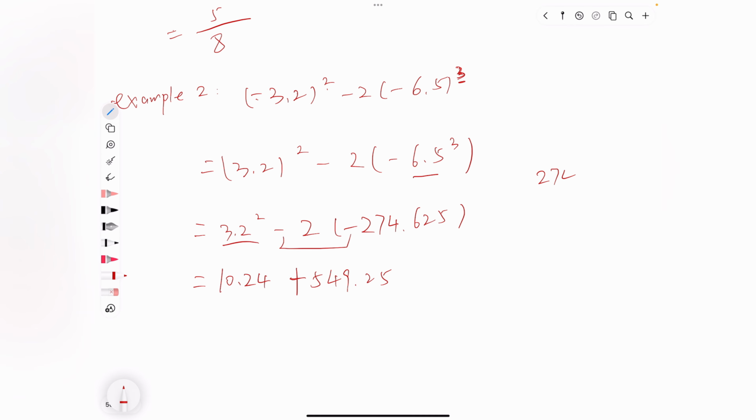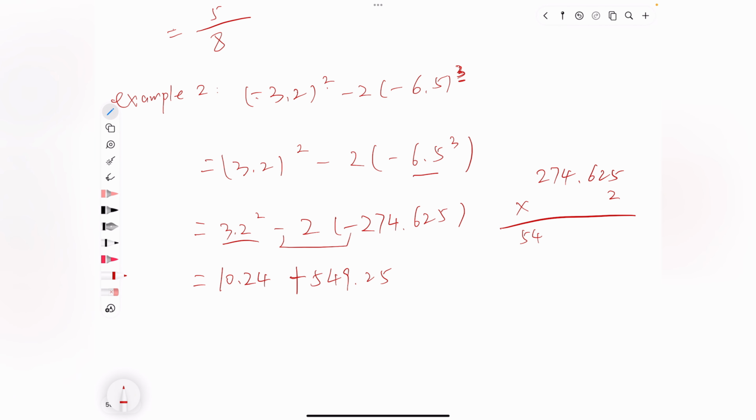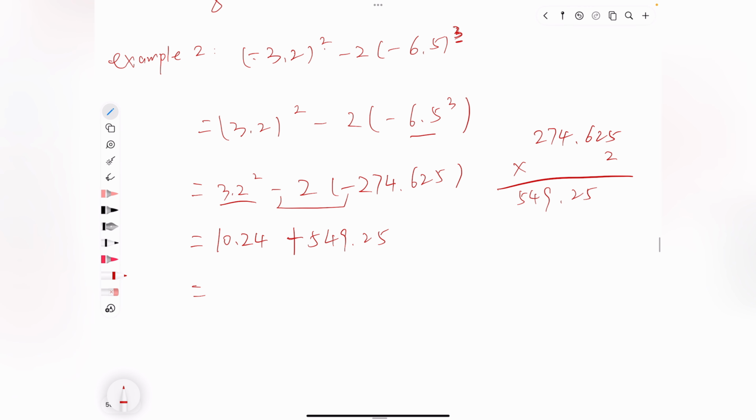So basically 274.625 times 2. That will give us 549.25. Then we add them together. That will give us 559.49.